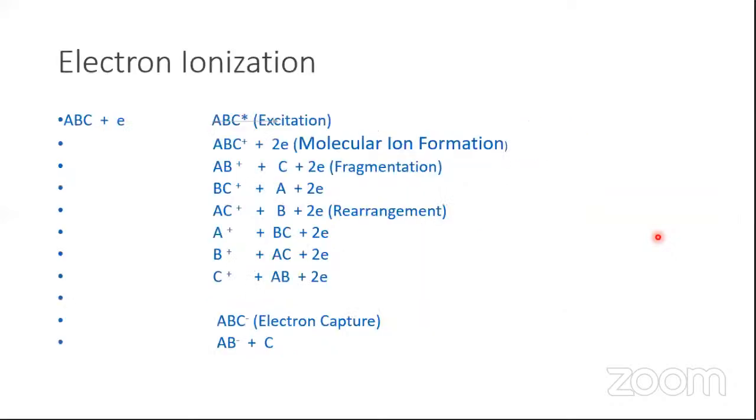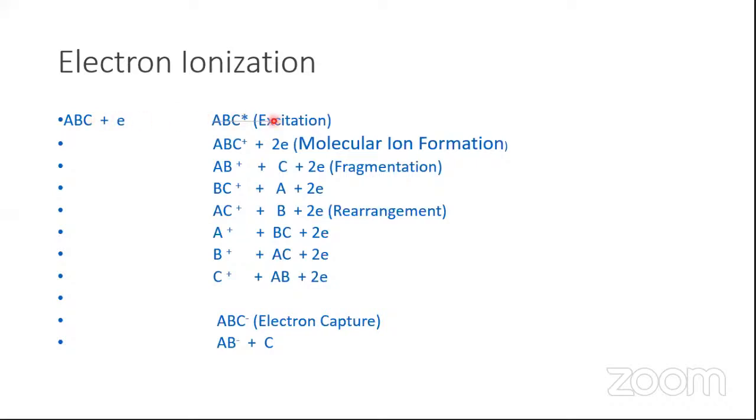If you take an arbitrary example, say ABC, it gives you ABC excited, which we are not interested in, then it gives you ABC plus and 2 electrons, AB plus, BC plus. One electron is bombarding onto the molecule, and it knocks off one electron from the bombarded molecule. So you get 2 electrons out. That is how we are seeing 2 electrons everywhere.